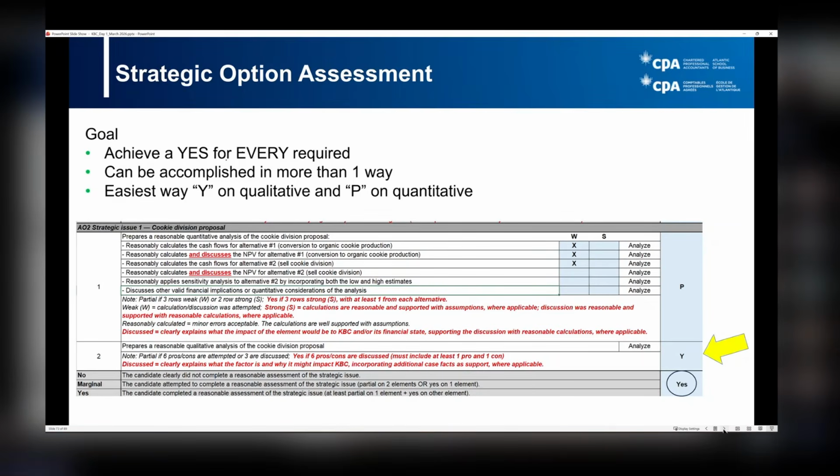There's two ways that you can get a yes for the overall assessment of a strategic option. The easiest way is to get a yes on your qualitative analysis and a partial on your quantitative analysis, okay? Because again, all you need for your qualitative is to meet the breadth and depth requirements. When I'm coaching one-on-one with individuals, I say, make sure that you identify at least 7 relevant pros and cons, just in case one of them's not relevant or you haven't included an appropriate why and impact. So that's how you can achieve a yes.